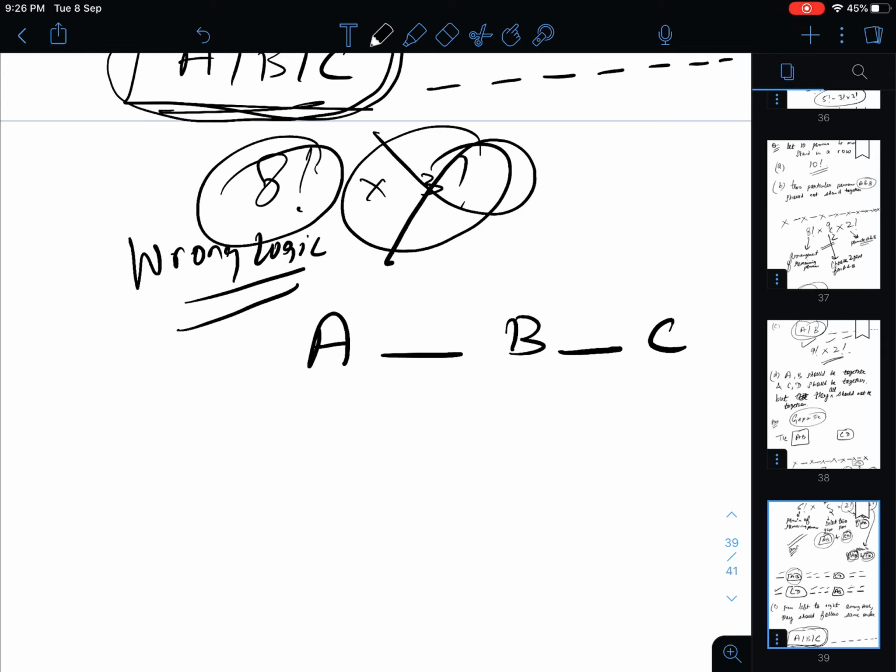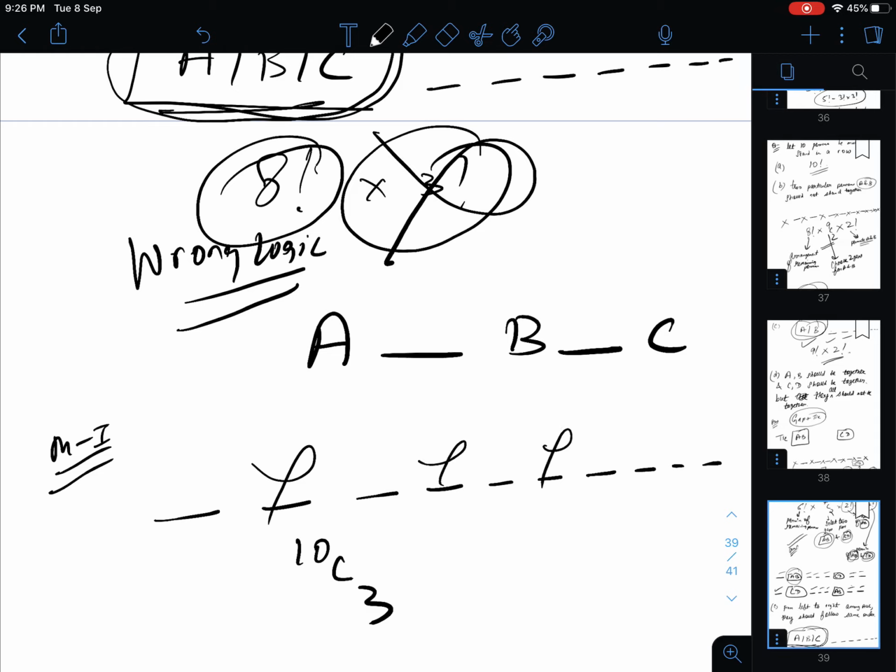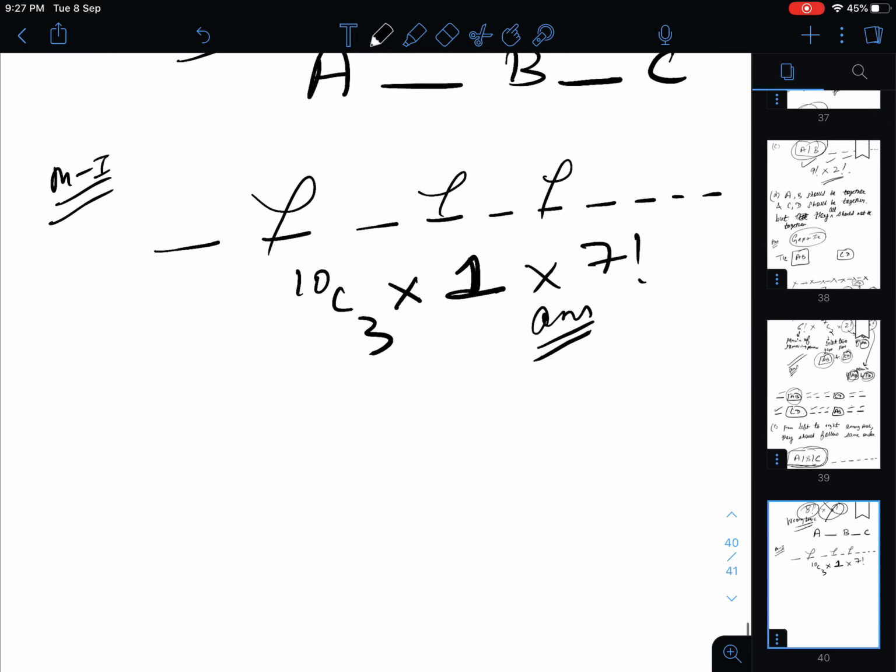Okay. So the way to do this is as follows. One method is method 1. Out of these 10 places, 1, 2, 3, 4, 5, 6, 7, 8, 9, 10, select 3 places for A, B and C. Let's say you select this, this and this. Put them there in only one way. Only one possible arrangement is there because from left to right the order must be same. And then permute the remaining 7 letters in 7 factorial ways. So this is one way of doing this question.